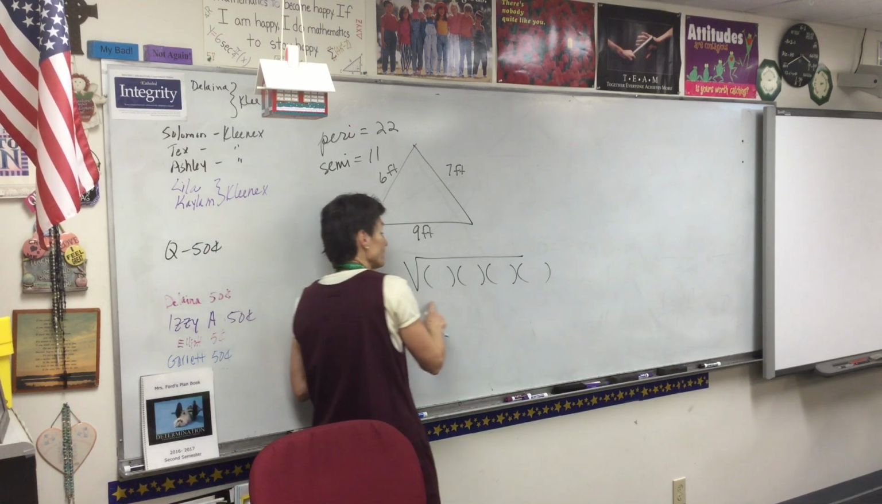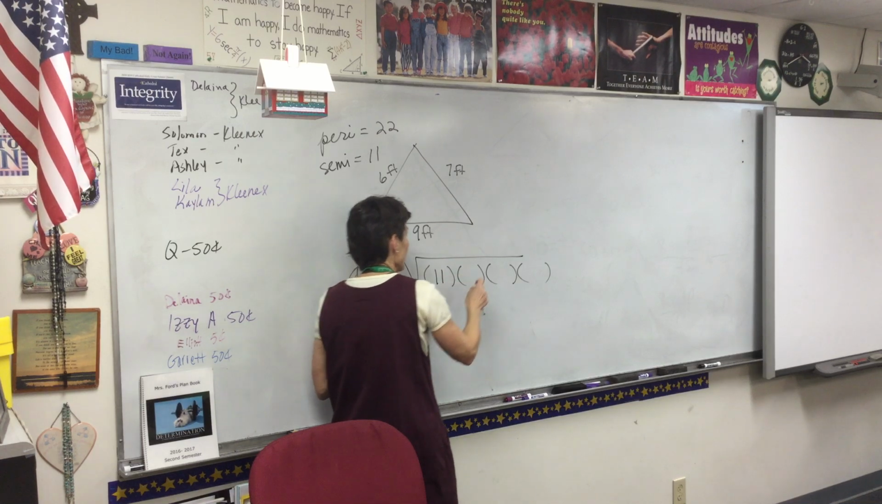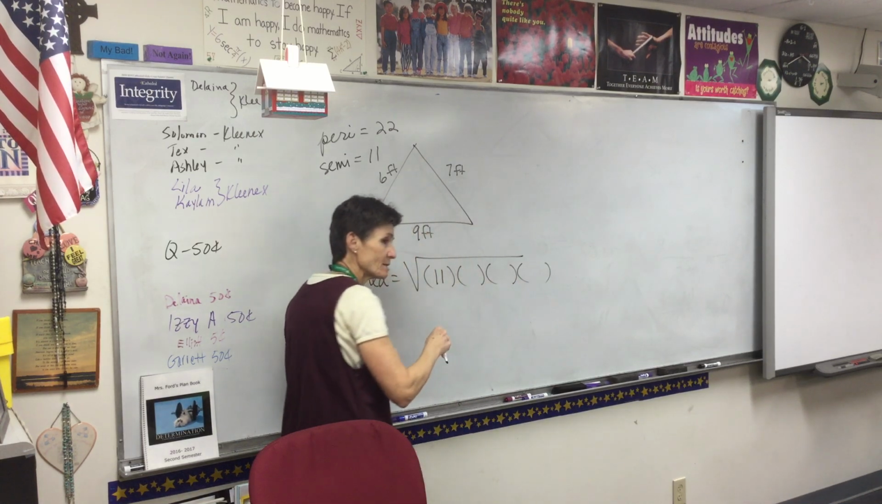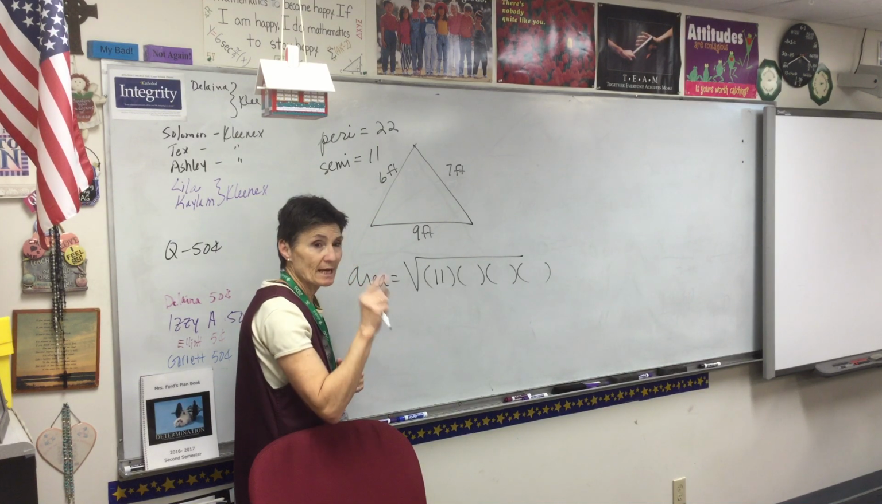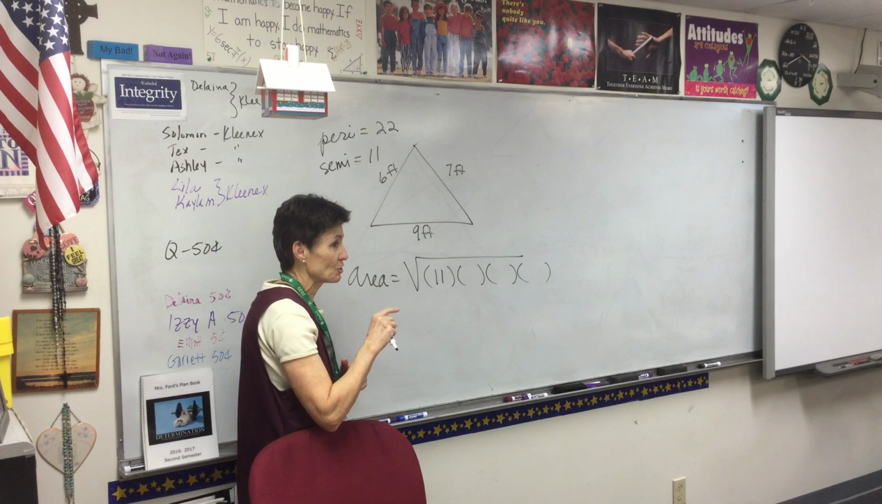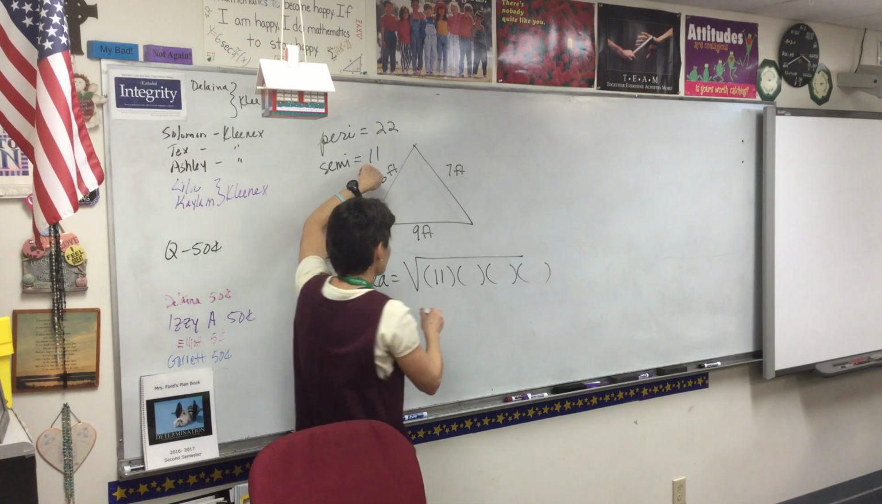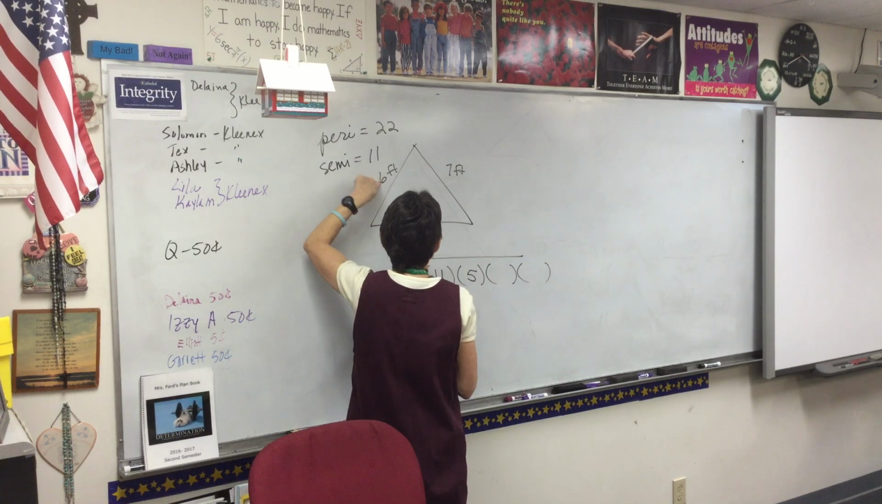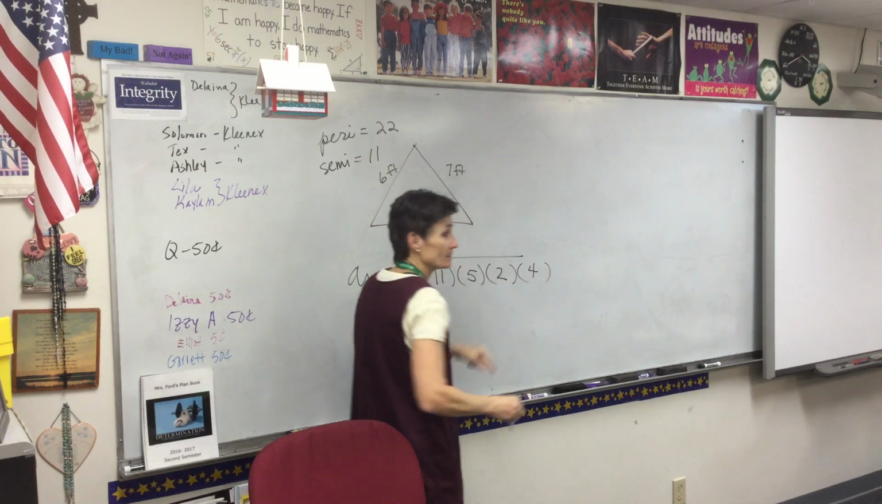Now, your formula says you start with S, which is 11, and then what do you do for each of these? What does the formula say you do? Don't multiply. S minus each side, right? You take S minus each side. So 11 minus 6, 11 minus 9, 11 minus 7.